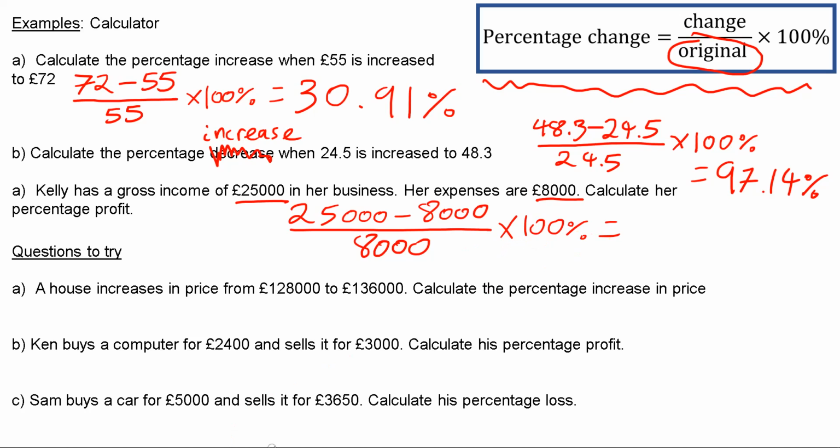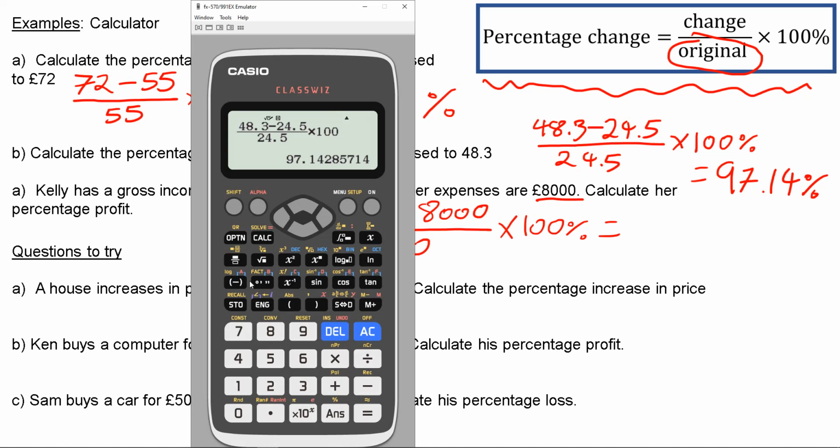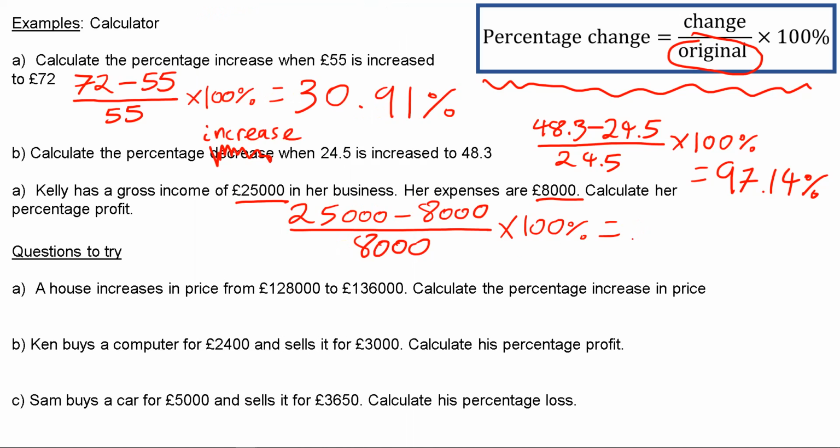So let's work that out. So we have 25,000, take away 8,000. So obviously 17,000. That goes over 8,000, and then we times the result of that by 100%, which would give you 212.5%.